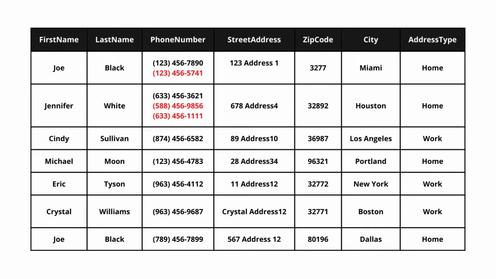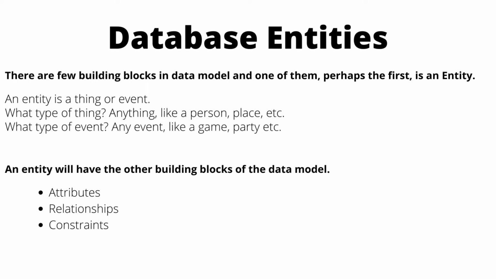before we do that, I want to talk about entities and records, so you have a clearer understanding of what I'm talking about. What are database entities? In data modeling, there are a few building blocks. An entity is perhaps the first one. What is an entity? An entity is a thing or an event. What type of thing? Anything, like a person or place. What type of event? An event like a game or party.